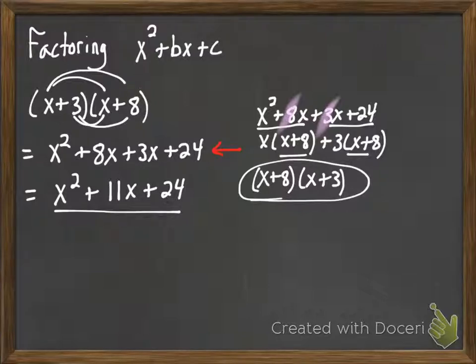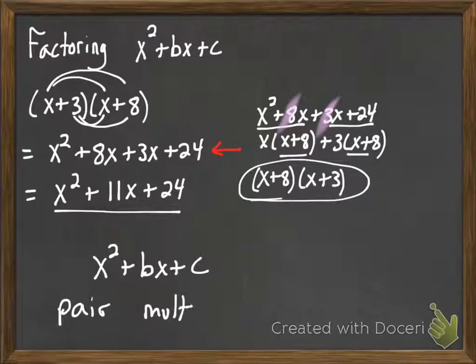Well, if that was the only information we had, then we couldn't decide that it had to be 3 and 8. But we have one other piece of information, and that is the middle term. The middle term adds up to be 11, and of all the factors of 24, the pairs that multiply to be 24, the only pair that adds to be 11 is 8 and 3. And so when we're factoring something like x squared plus bx plus c, what we're going to be looking for is a pair of numbers that multiplies to give us that number c, but then also adds to give us that number b.